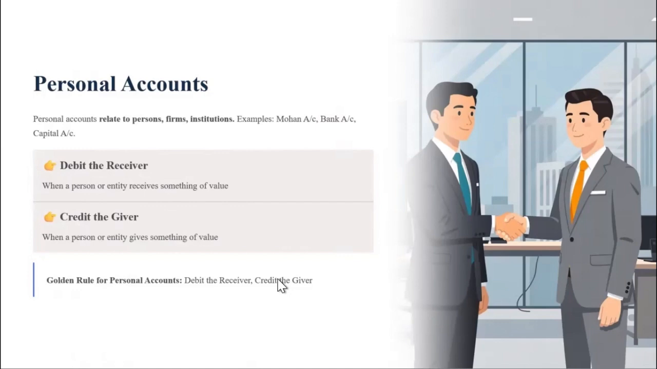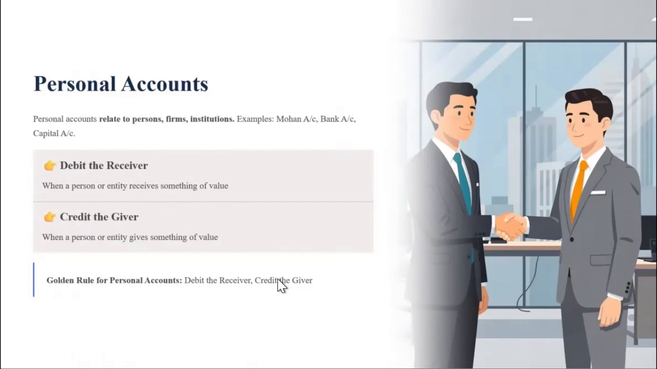Personal accounts record the dealings a business has with other persons or firms. This includes the proprietor's account, supplier's account, and even bank accounts. The core philosophy here is about the relationship between the business and the person. The golden rule for personal accounts is: debit the receiver and credit the giver.